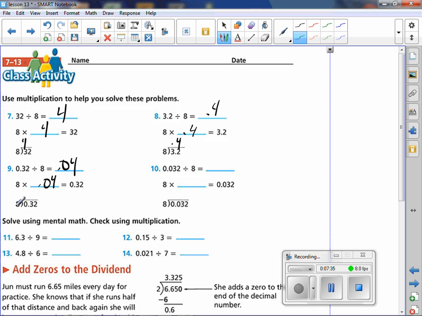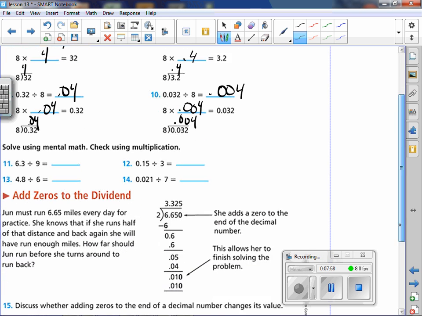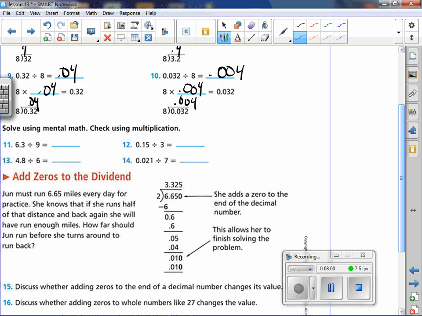So hopefully that's kind of making sense. Look at this one down here. I would bring my decimal up. 8 goes into 32, not into 3, but 32 4 times. So thinking about my place value. Hopefully those make sense. If not, we can talk about them tomorrow with our table groups, or you can ask some questions tomorrow in class. Okay, so again, you can use mental math to help you check.